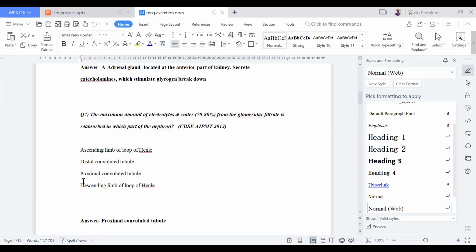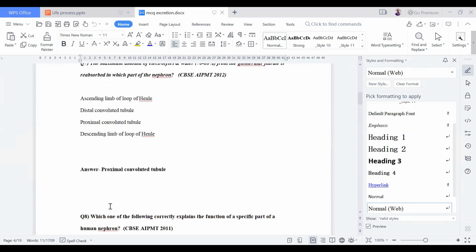So it is PCT. In the PCT, the maximum amount of electrolytes and water will be reabsorbed and then it will be sent to the descending and then to the ascending. Ascending means only passage of urine takes place there. Okay. Question number 8. Which one of the following correctly explains the function of specific part of a human nephron?